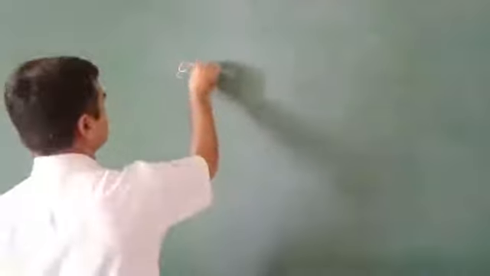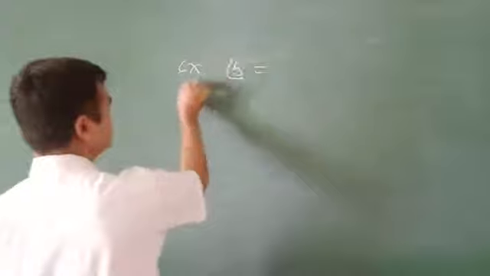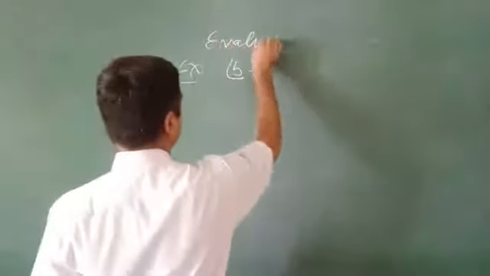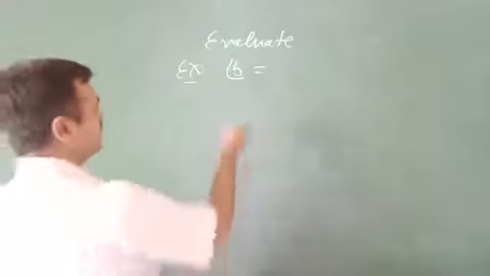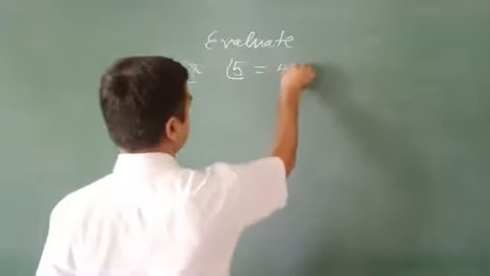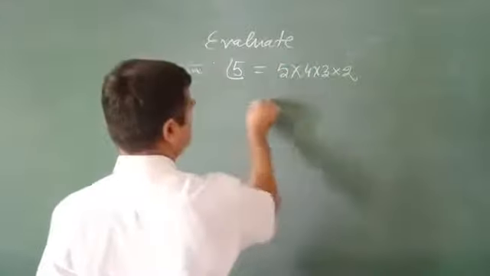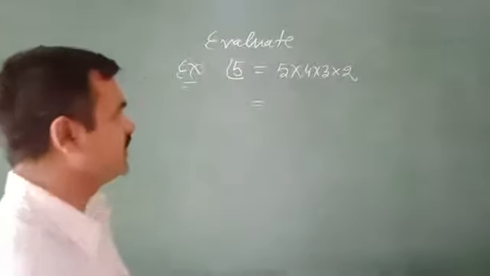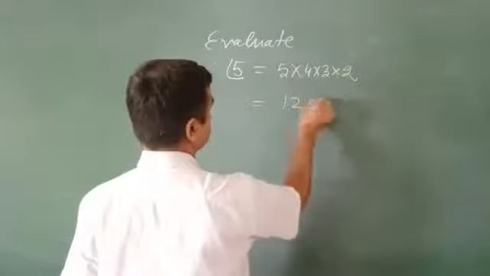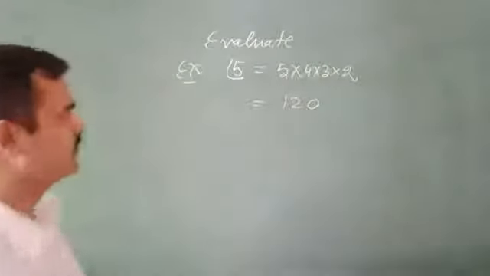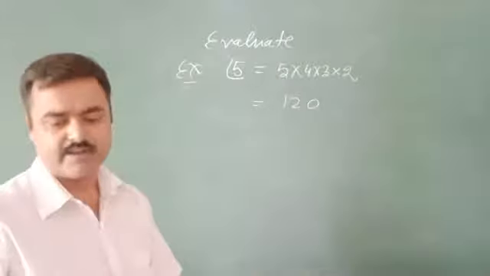Suppose that you are asked to evaluate factorial 5. Then factorial 5 is 5 into 4 into 3 into 2. 5 fours are 20, 20 threes are 60, and 60 twos are 120. So this is the answer, and this is factorial 5.